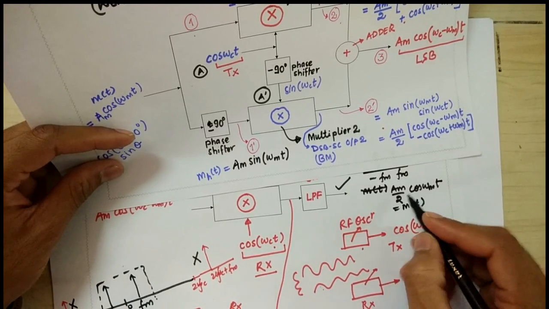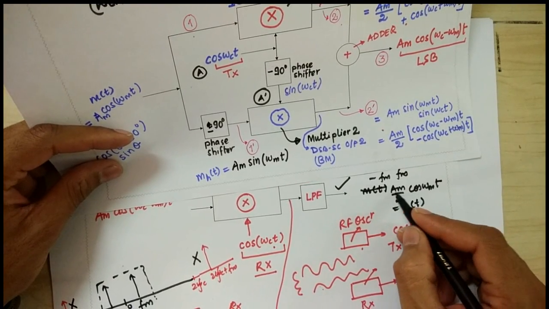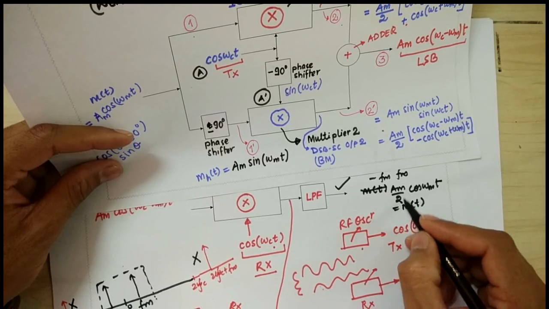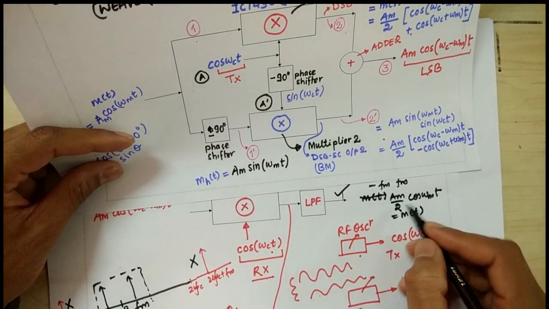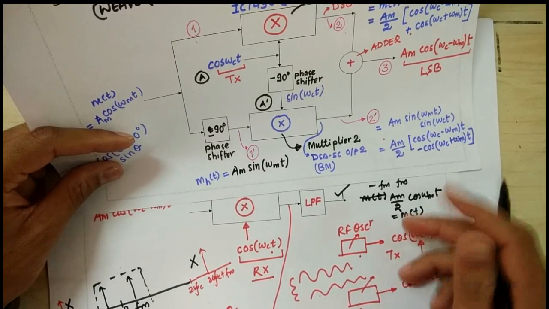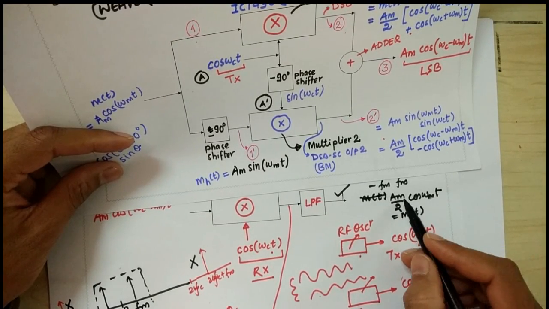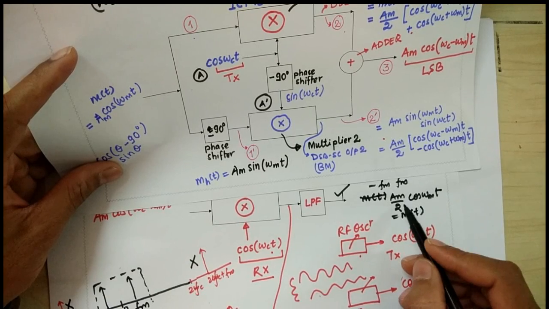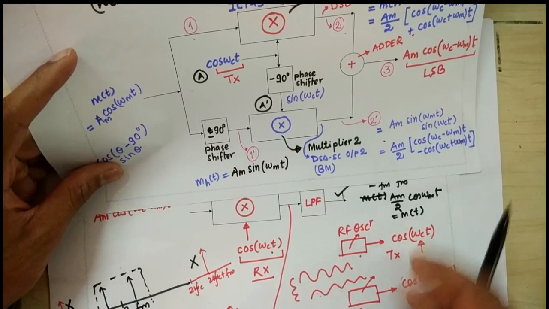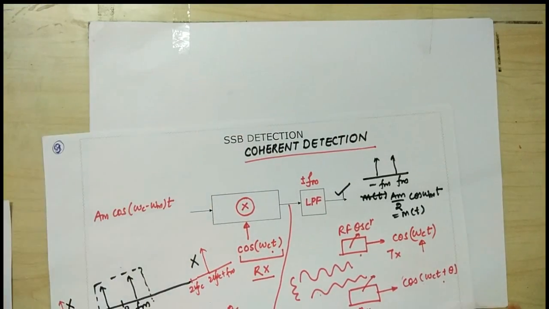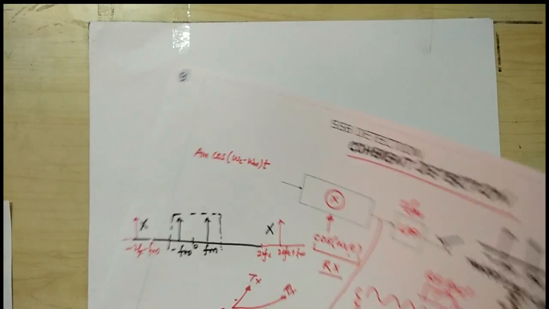That is important. And if you want to remove this half, then you have to use an amplifier whose gain is 2, so we can remove this half value in this signal. So this is the recovery portion of SSB detection.